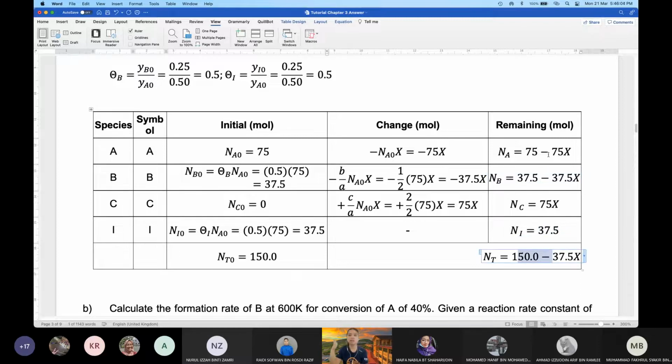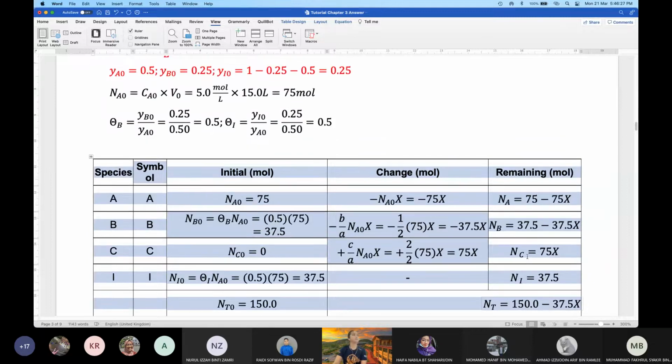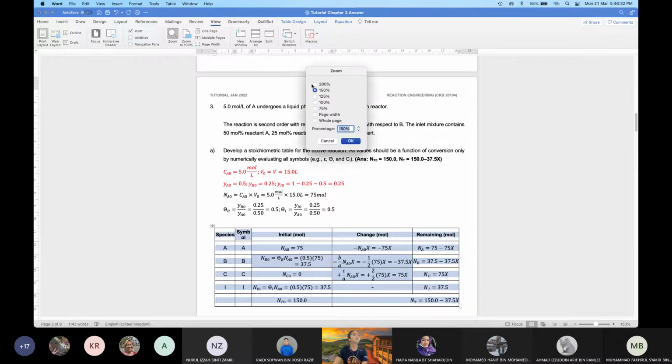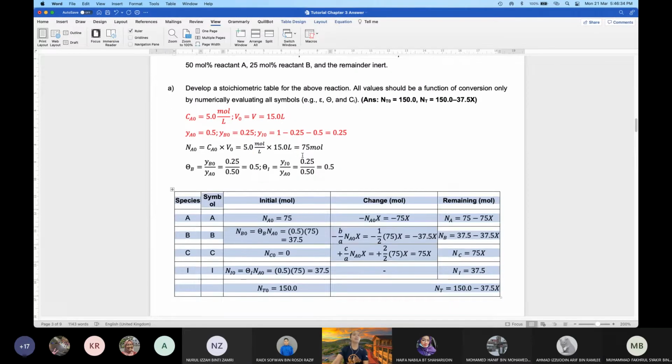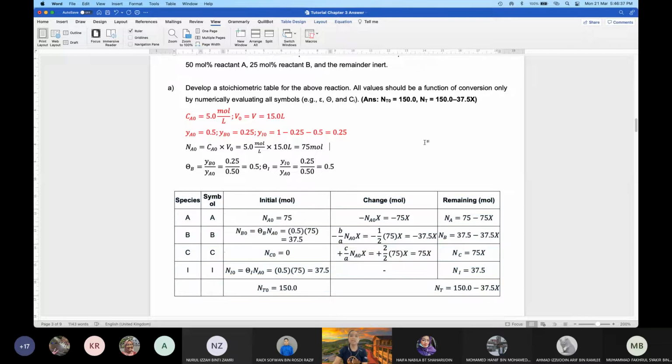Then kamu kira part X. Minus 75X plus another negative 37.5X plus 75X. Essentially, you get minus 37.5X. So you're done for your total initial, total remaining, and you are done for the entire table. Okay, so again, I give you about 1-2 minutes. This is a little bit long punya question, right? So try to understand and see. Then I will come back in 2 minutes. Then we go to part B of the questions.